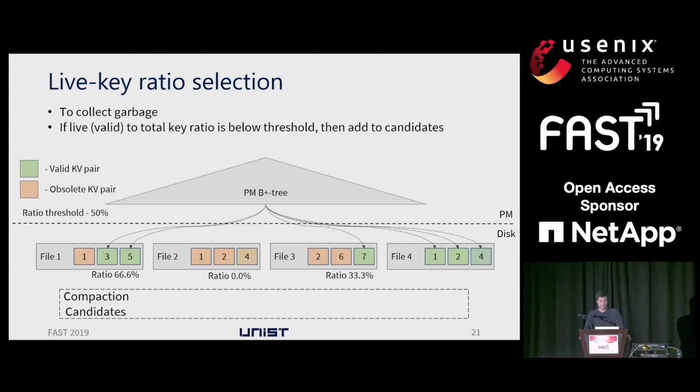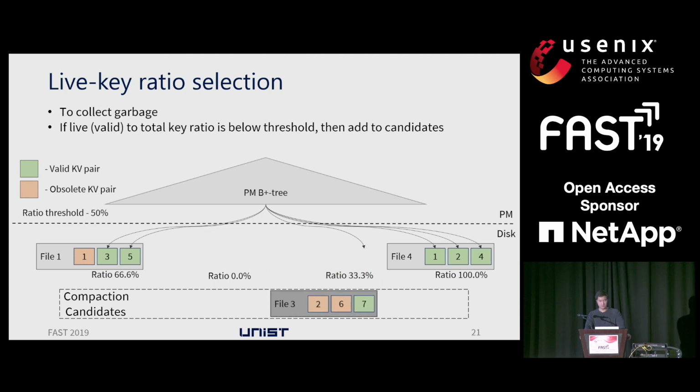So if a new file gets flushed and it switches the key-value pairs to the new one, in older files some of the key-value pairs get obsolete. For file 2, the ratio becomes 0, and we can simply delete it. But for file 3, there are still some valid key-value pairs. That one we mark as a compaction candidate and put it in the list to be compacted later. This way, we pick some of the compaction candidates.